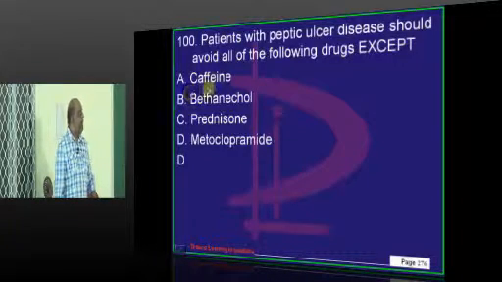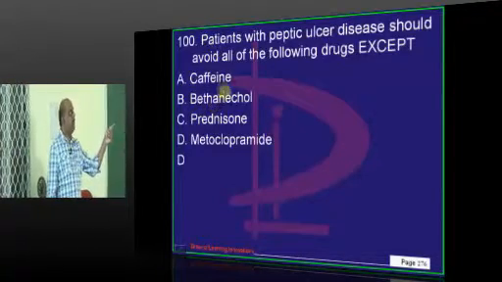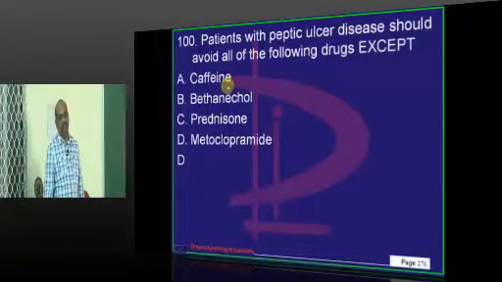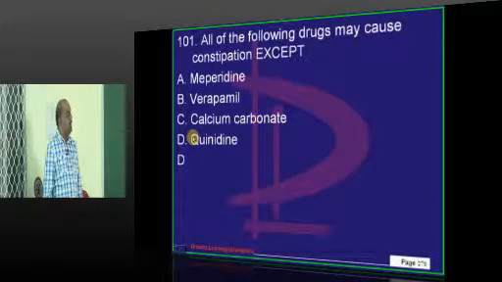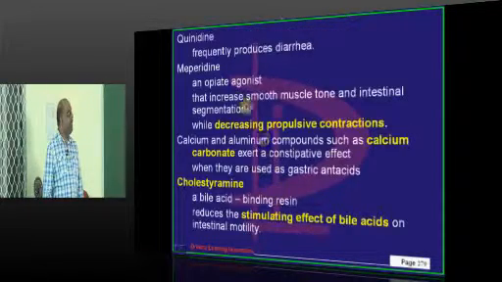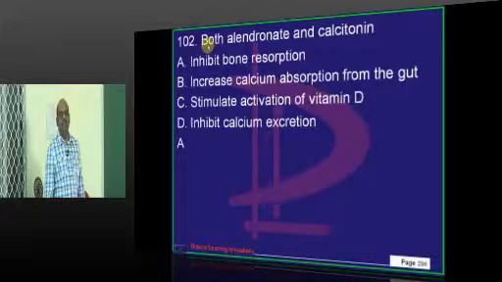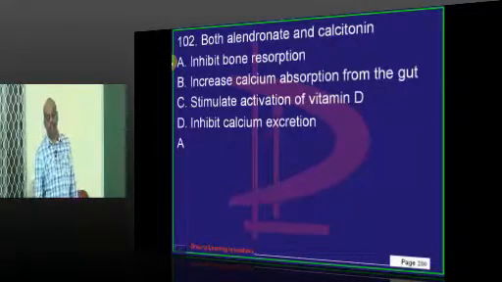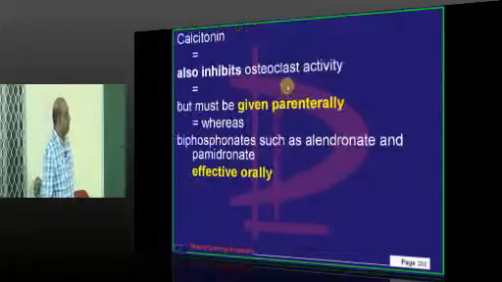Now, if there is a peptic ulcer, avoid prednisolone, butanicol and caffeine. They are all the true statements. Meperidine, verapamil, calcium carbonate, any of them can lead to development of constipation. Alendronate, why do we use it in the patients who are having osteoporosis, doctor? Because it will inhibit the resorption of the bone.